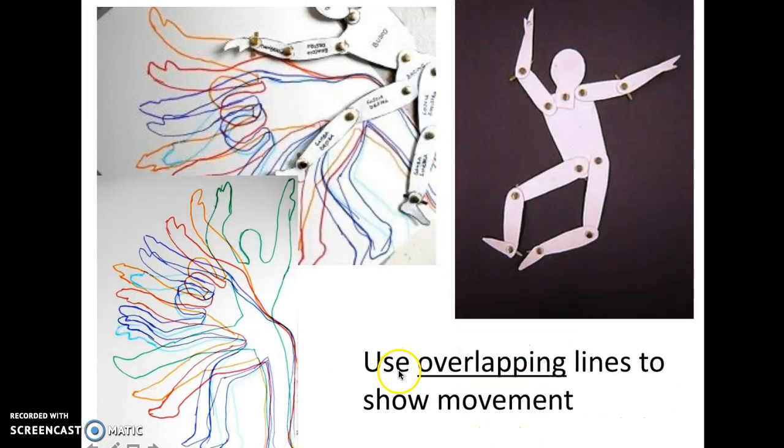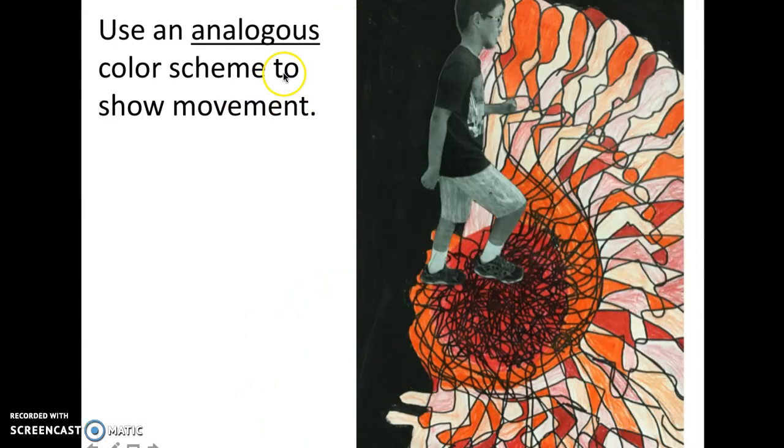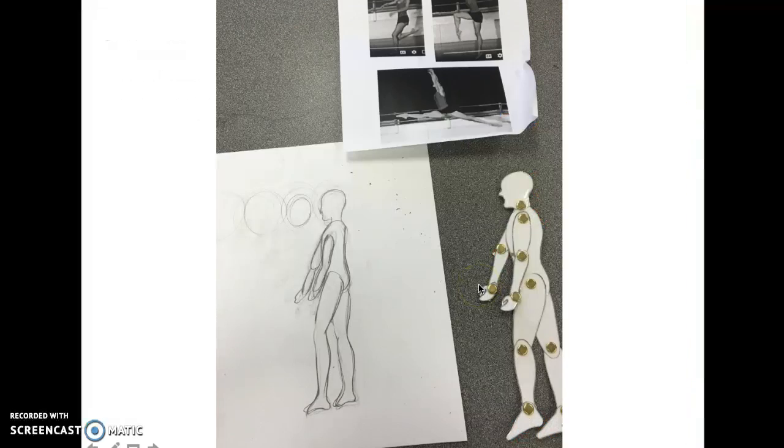You're going to use overlapping lines to show movement, and then later we'll talk about the color scheme we're going to use. We're going to use analogous colors. That means colors that are similar to each other to show movement.